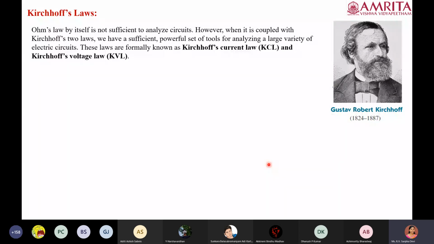So we have seen that Ohm's law basically gives the relation between the current and the voltage in a particular element. However, only by using Ohm's law it is very difficult to analyze any electrical circuit. So in that case, there are two powerful laws which can be used for circuit analysis. One is called Kirchhoff's current law and the other is called Kirchhoff's voltage law. And we will see one by one what the laws state. So first we will discuss what is Kirchhoff's current law.